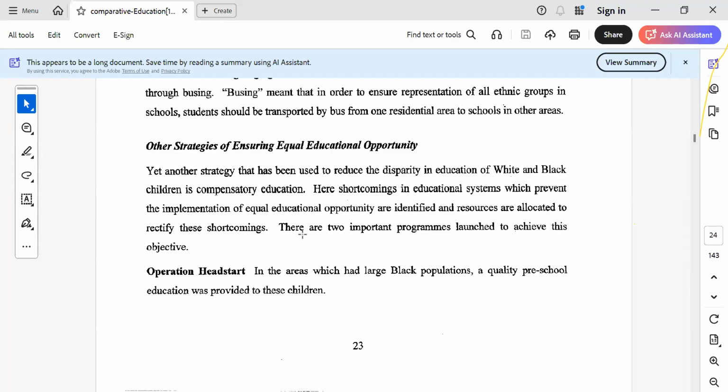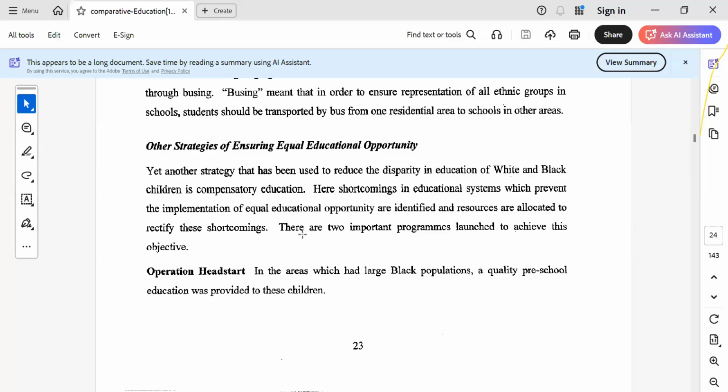They are giving this assistance, helping, right? Money. Here, shortcomings in the educational system which prevent the implementation of equal educational opportunity are identified, and resources are allocated to rectify these shortcomings.